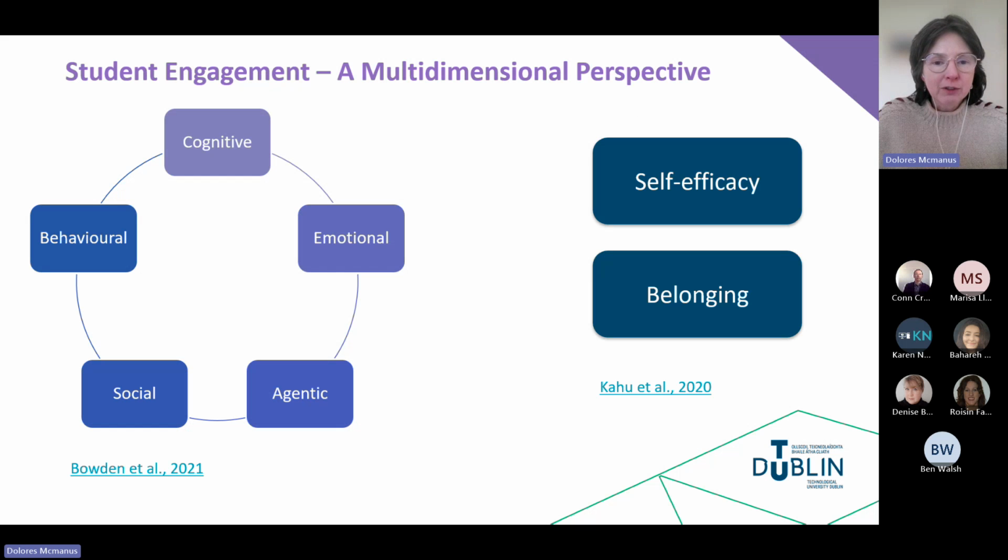Again, Boden's model. I'm just picking out these two qualities on the right-hand side: self-efficacy and a sense of belonging. As I mentioned, the research is increasingly showing that belonging, and that emotional safety that students feel, is increasingly important to the level at which they participate and engage in their university life, be that the academic life or the social, the extracurricular piece.